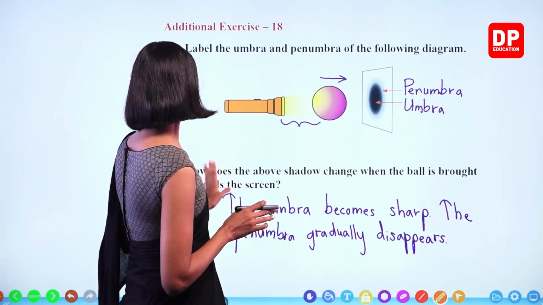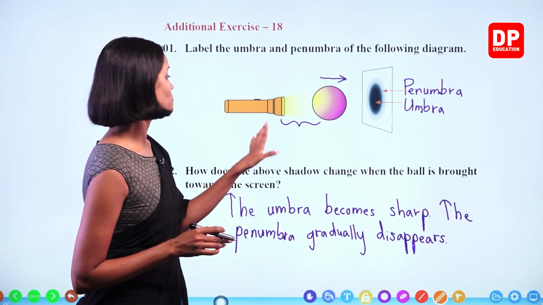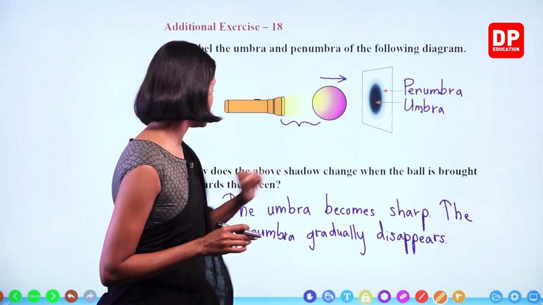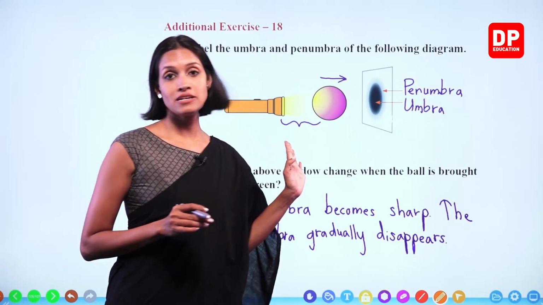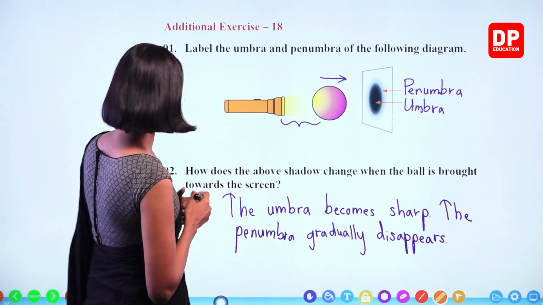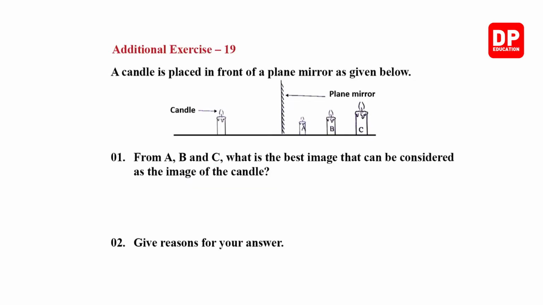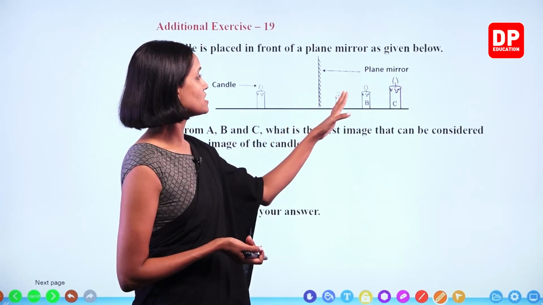Right, children? How does the shadow change when the ball is brought towards the screen? The umbra becomes sharp. The penumbra gradually disappears. Okay? Right. Exercise 19. A candle is placed in front of a plane mirror as given below.